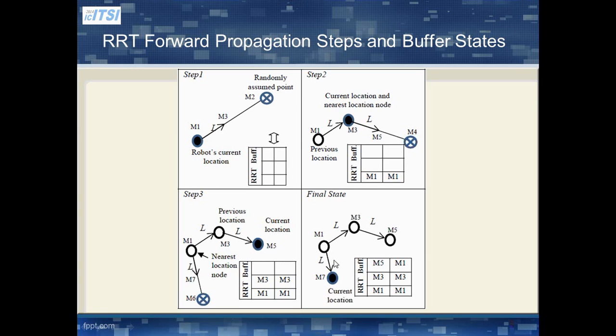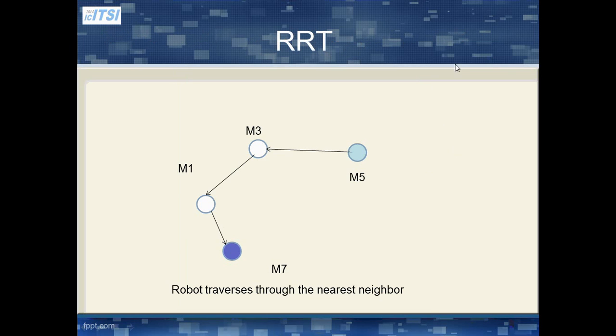So the robot's current position and its previous nodes are saved in the RRT buffer. You can see it here. And the nearest nodes to the current positions are saved in another column. You can see it is here. These 2 columns help the robot to move from one node to another.